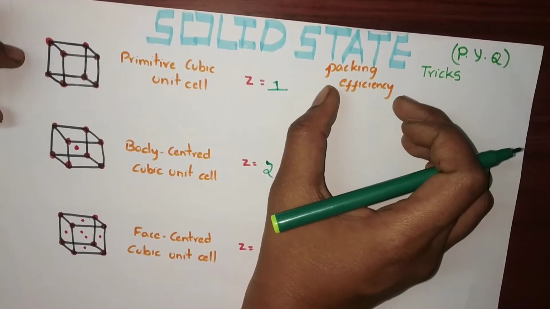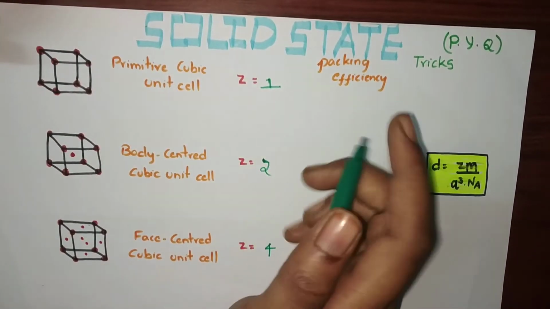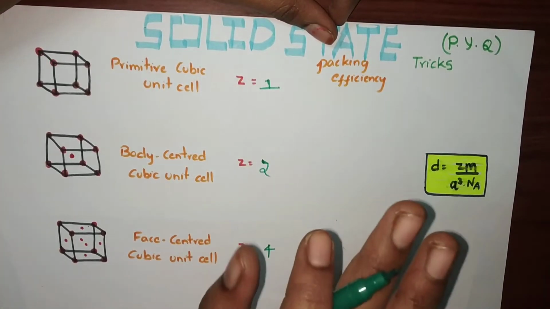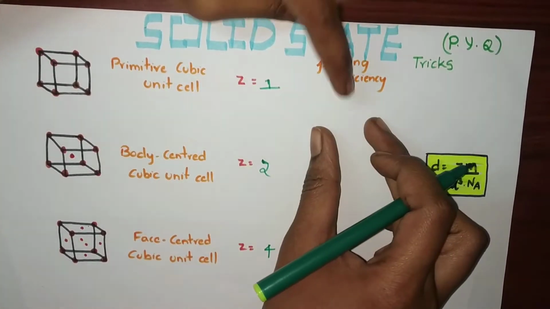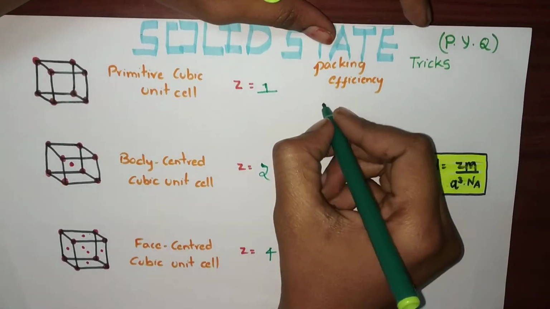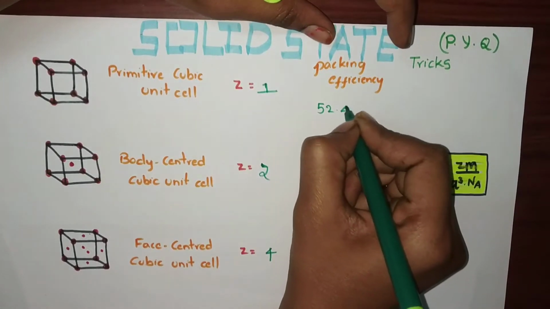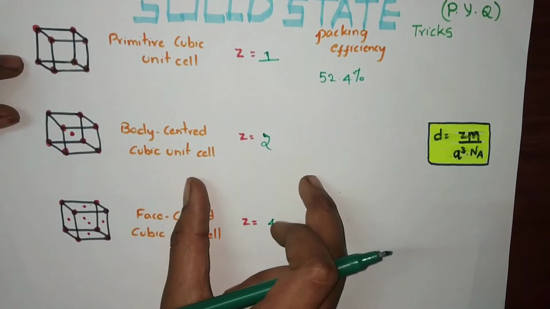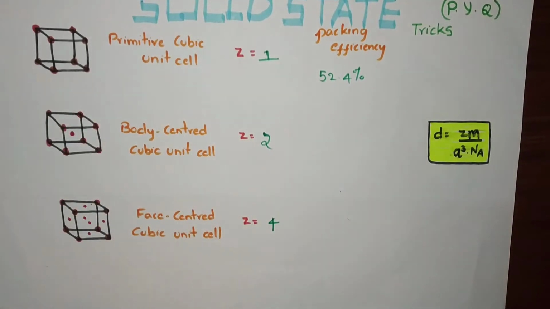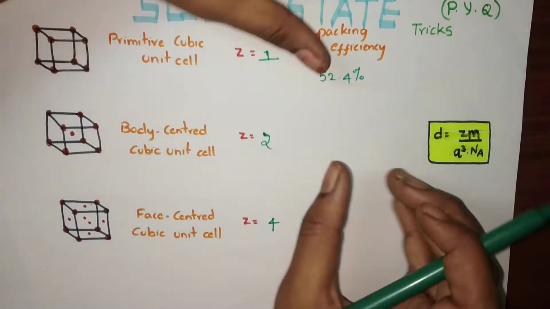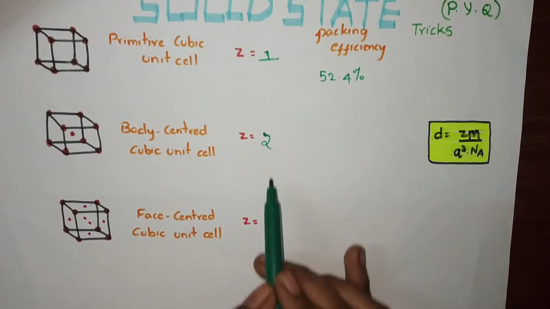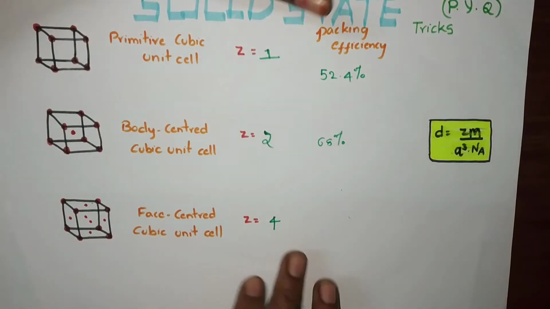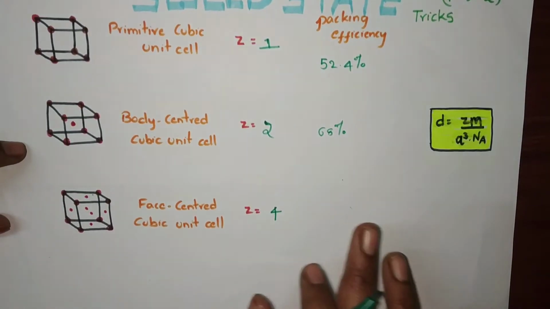For packing efficiency, see the trick. Consider 50%. So 50% to 52.4% for a simple cube, the exact value. For a body-centered cubic unit cell, it will be 68%: 60 and 4 into 2, 8, so 68%. And for FCC, see 70.